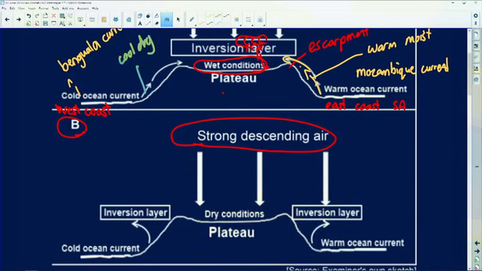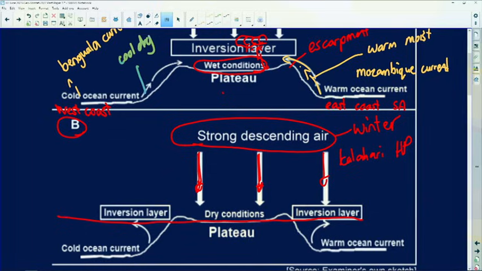In diagram B, we have winter conditions. Why? Because we have a very strong subsidence taking place over here. And that is because of the Kalahari high pressure system over the interior of South Africa. Now, as you can see, because of the strong sinking air, strong subsidence, the inversion layer is below the escarpment, as you can see. So what happens over here?